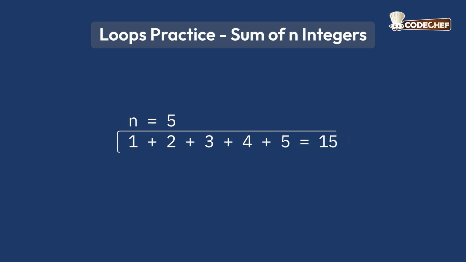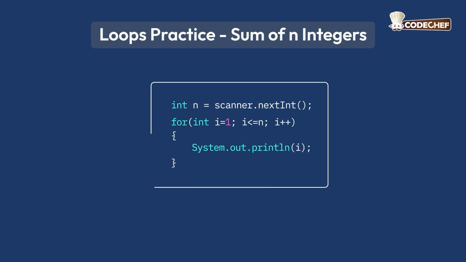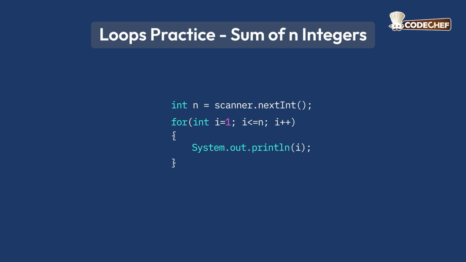We already solved a problem where we printed numbers from 1 to n. The code looks something like this. We will use the same logic, but this time instead of printing the numbers, we will add them together to find their sum. We will use a variable called sum to store the total. Initially, since we haven't added any numbers yet, the value of sum is 0.